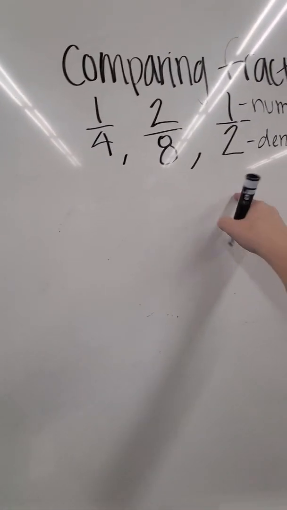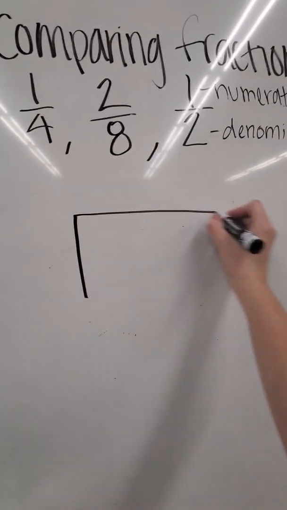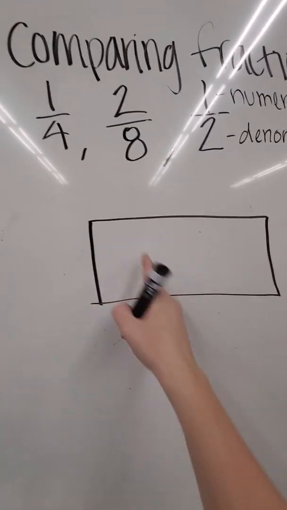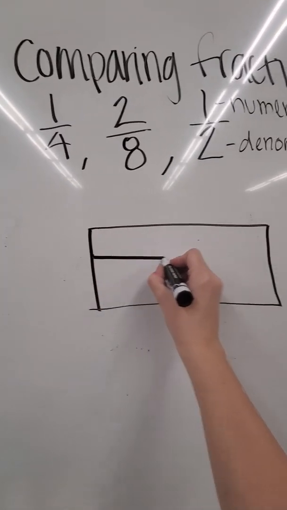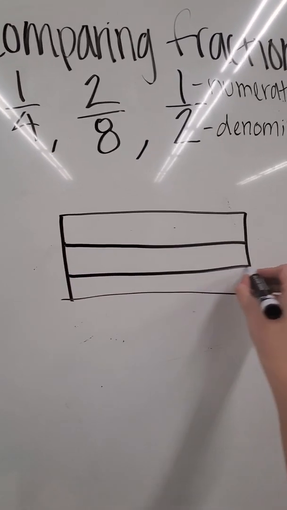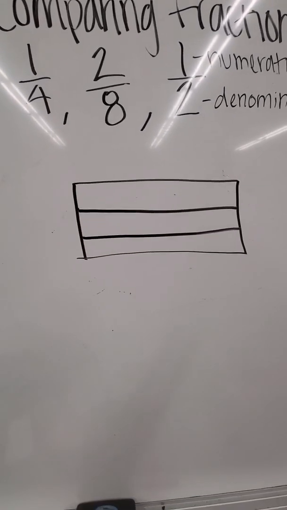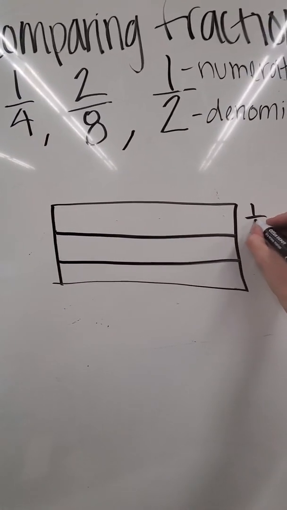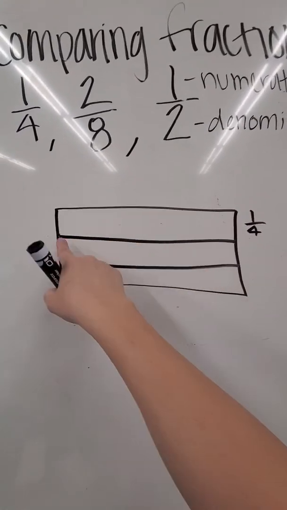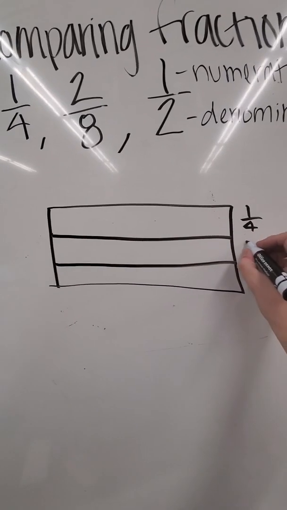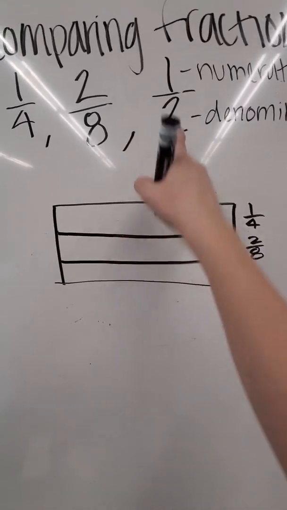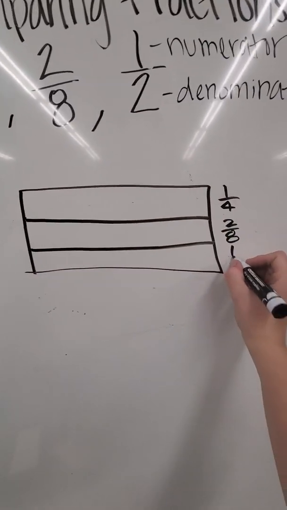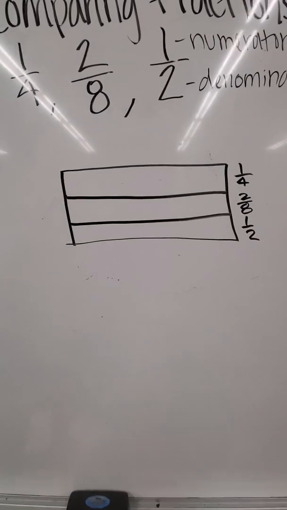So if I'm going to compare them, I want them all to be the same length and around the same height too. I'm going to try to get them as even as I can. So that's pretty good. This rod is going to be my fourths. This rod's going to be my eighths. And then this rod's going to be my half that I'm going to draw.